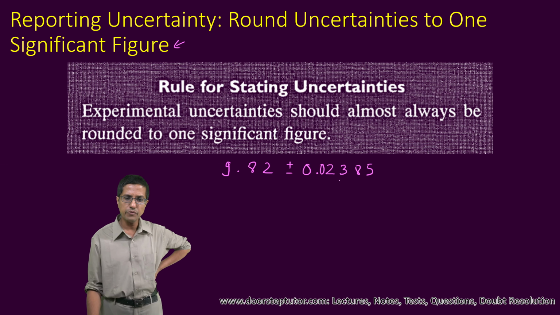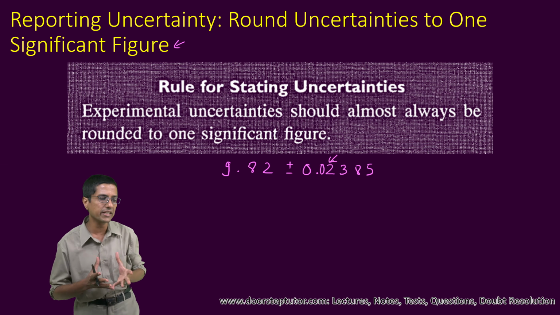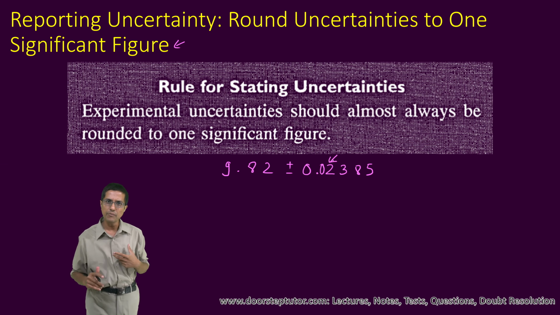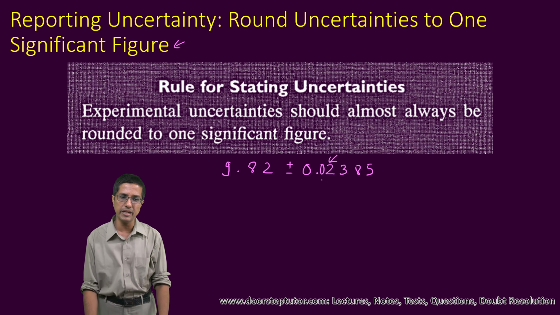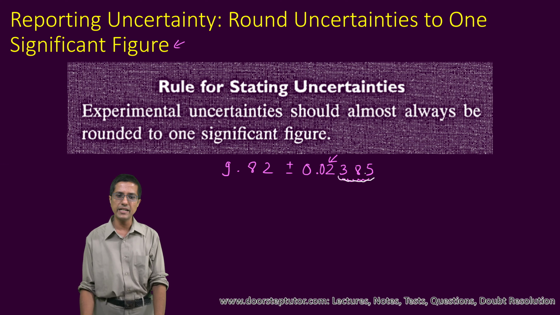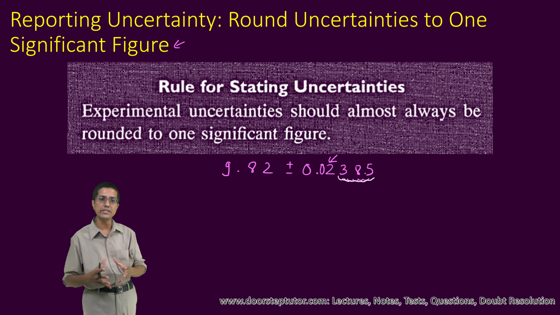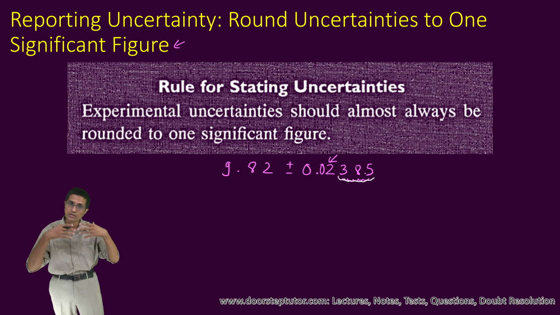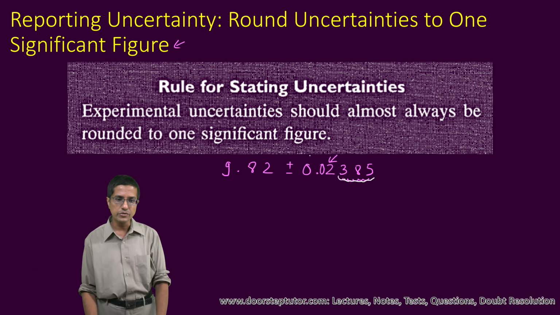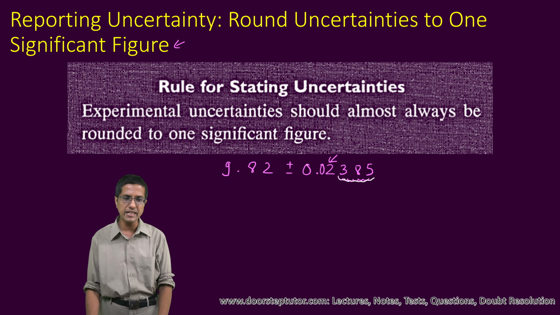One of the things you would understand is that I know I have the error in the 100th decimal place. I'm not really sure about even the 100th decimal place, so there is no point in reporting more accuracy after that. There is no point in saying I have more accuracy in the 1000th place, the 10,000th place. So the first rule is that whenever we report uncertainty or error, we always report it only to one significant figure.